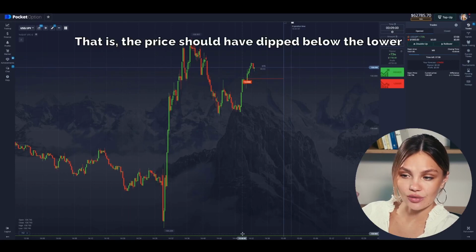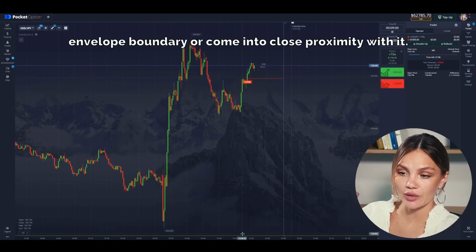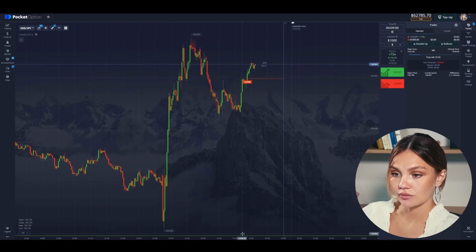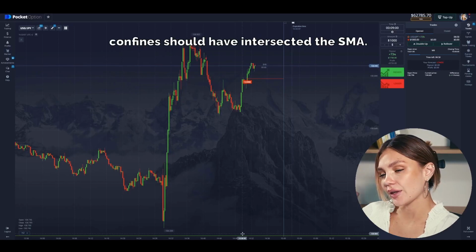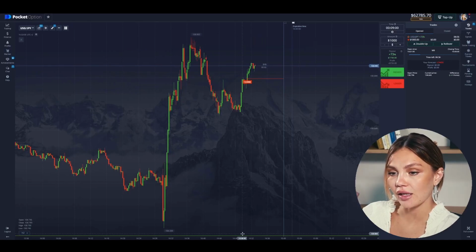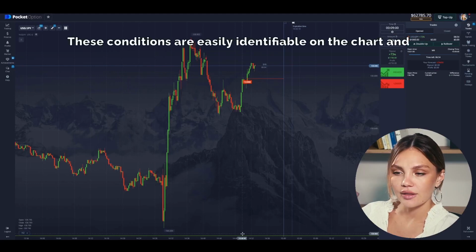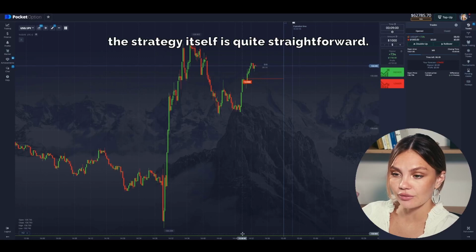That is, the price should have dipped below the lower envelope boundary or come into close proximity with it. The green candle that rebounds within these confines should have intersected the SMA. These conditions are easily identifiable on the chart, and the strategy itself is quite straightforward.